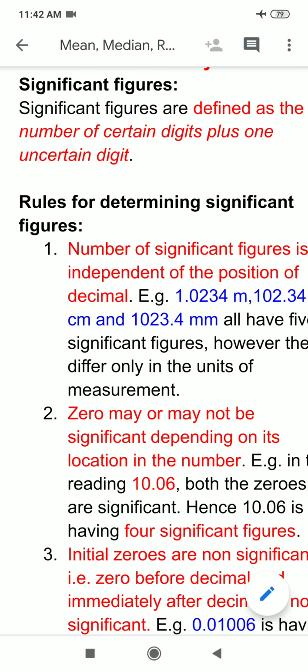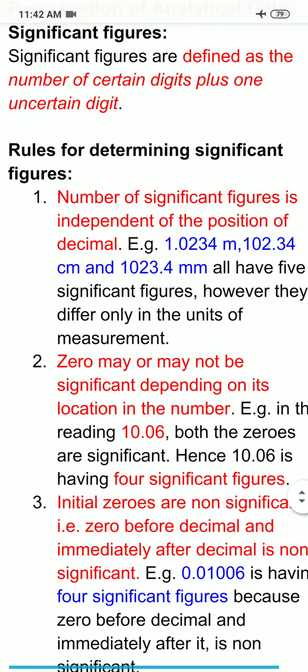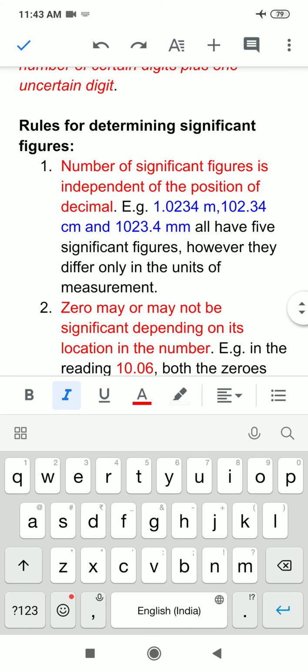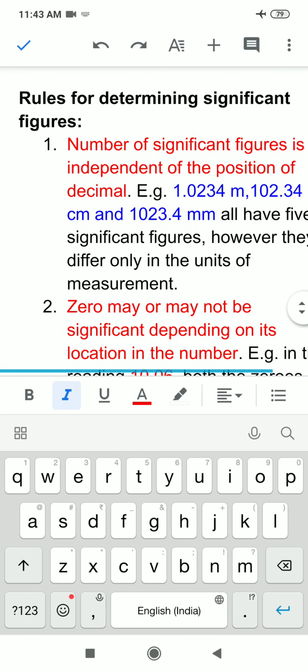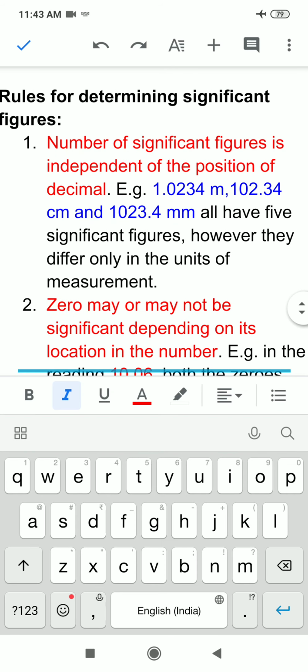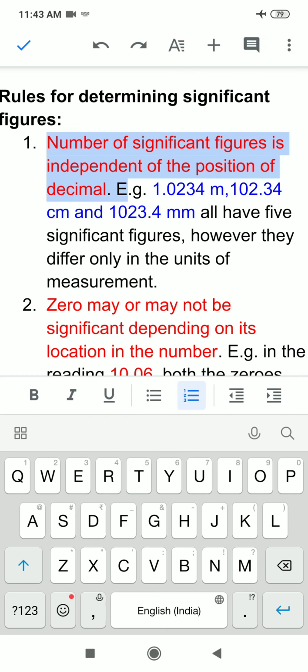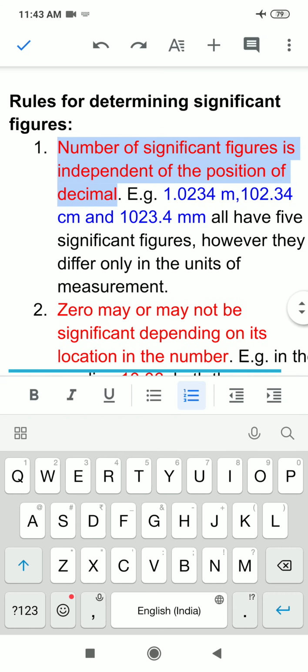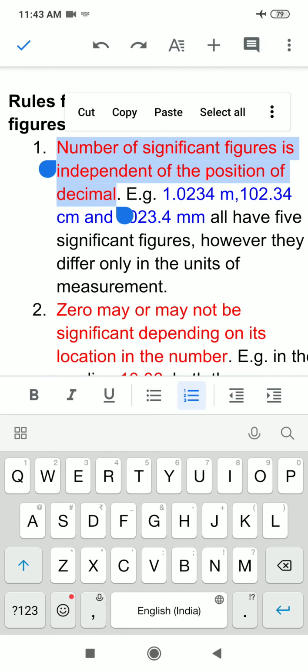So now there are some rules for determining significant figures. So first rule for determining the significant figures is that number of significant figures is independent of the position of the decimal. I have highlighted the text in red. What I am saying, first rule is that number of significant figures is independent of the position of the decimal. Now what is the meaning of this?